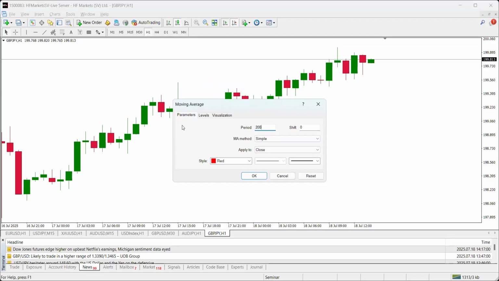But if it's 200 here on the 1 hour time frame, it's for 200 hours. If I move to a daily time frame and I still have 200 here, it becomes for 200 days. So it is based on the period, that's the time frame that you have right there.